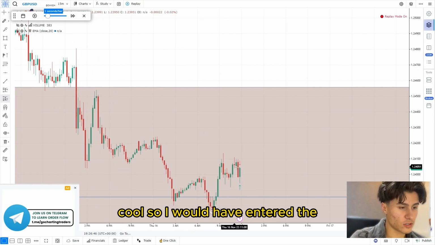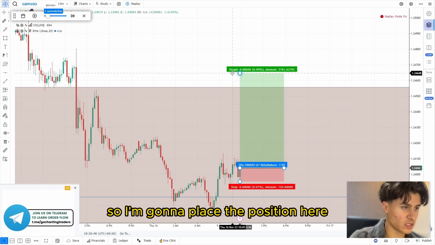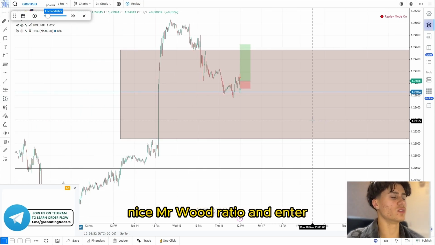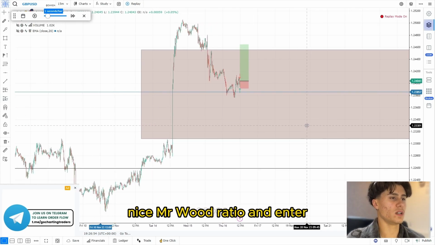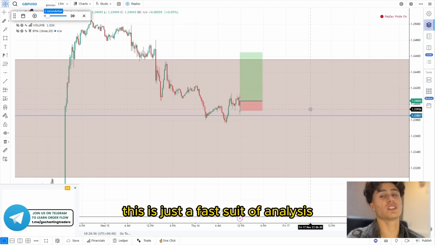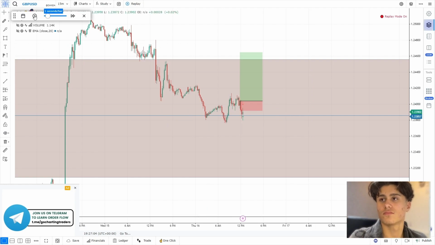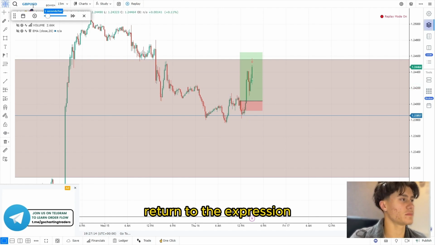So I'm going to place a position here. Nice risk to reward ratio. And enter. This is just a fast sort of analysis. See what I mean? Return to the expansion.